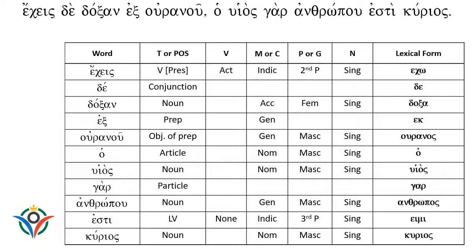All right, let's take a look at our first translation for this lesson. I'll read the Greek text for us first. We have ekheis de doxan ex ouranou, ha, huios gar anthropou esti kurios.